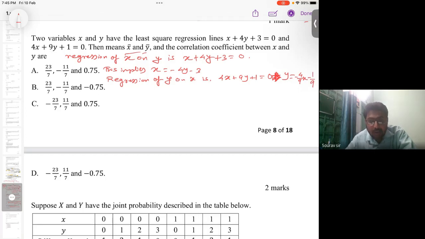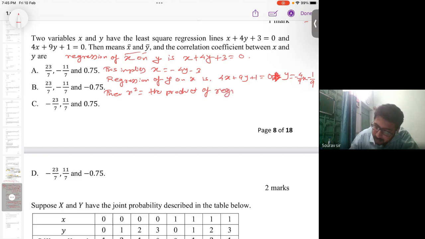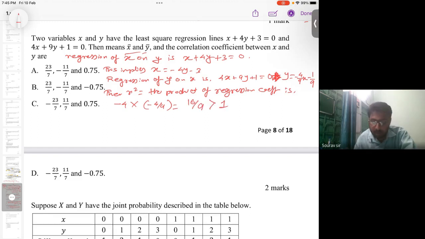Then the r square, which is the product of regression coefficients, is minus 4 into minus 4/9, which is equal to 16/9, which is greater than 1. Now this is not possible, right? So this is not possible as per the law.